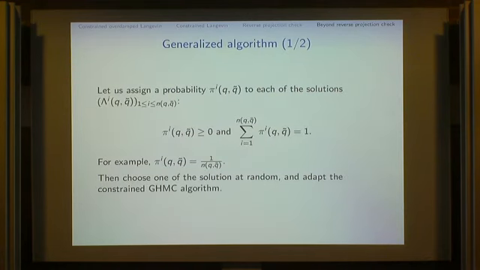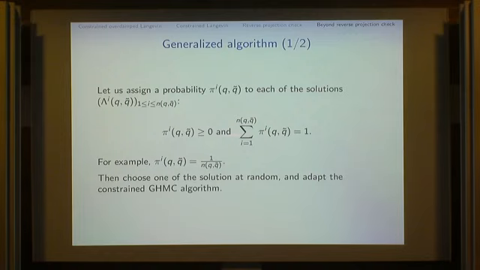So one idea is the following. I have a Q on the manifold, a Q tilde outside, and I'm able to compute many solutions. So here, let's say 2, okay? I can project here or there. So I give a probability to each of these solutions. It could be the uniform probability, 1 over the number.